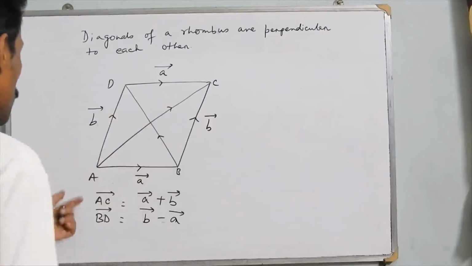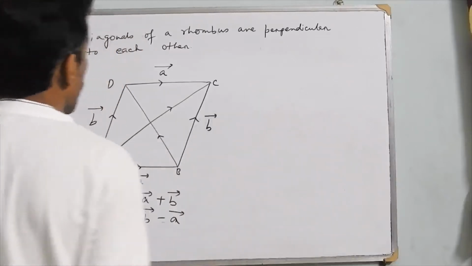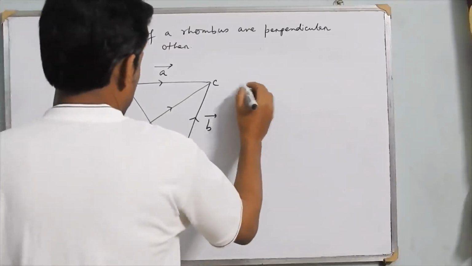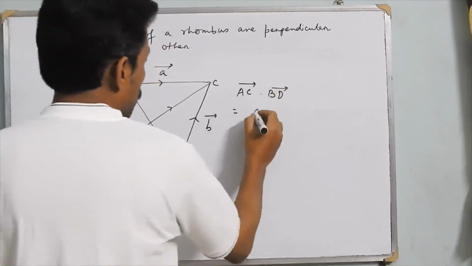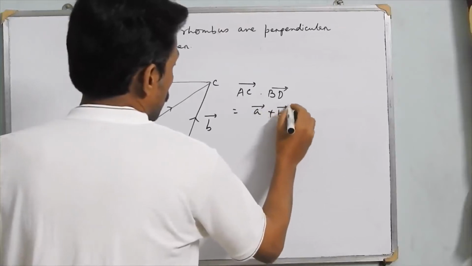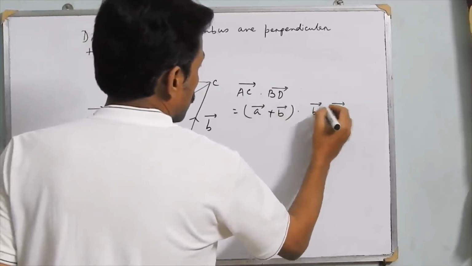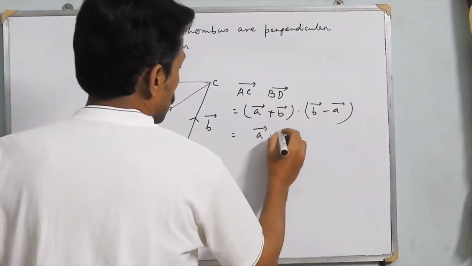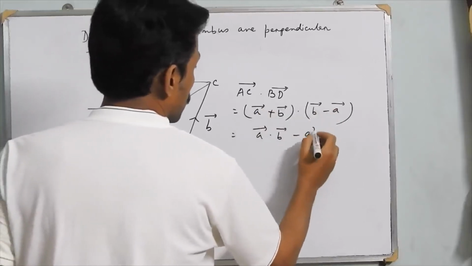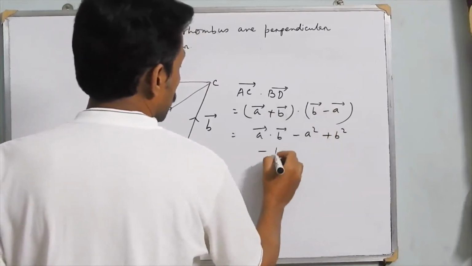So let me take the dot product, and if the dot product is 0, then you can say that the diagonals are perpendicular indeed. So AC vector dot BD vector. So (A vector plus B vector) dot (B vector minus A vector). So this is A dot B. A dot A is A square, so this is minus A square. B dot B is B square, minus of B dot A.